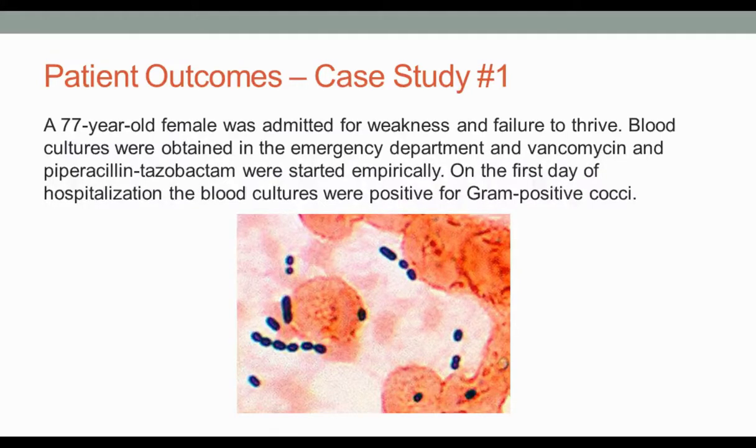Now I'd like to discuss a couple of case studies to show how Sepsityper has improved patient care. Our first study is a 77-year-old female who was admitted to the hospital for weakness and failure to thrive. Blood cultures were collected in the emergency room, and vancomycin and pip-tazobactam were started empirically. On the first day of hospitalization, the blood cultures were positive for gram-positive cocci that are seen here in this gram stain.